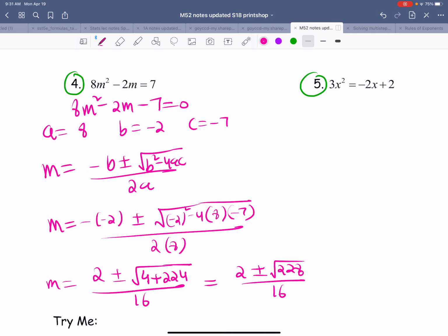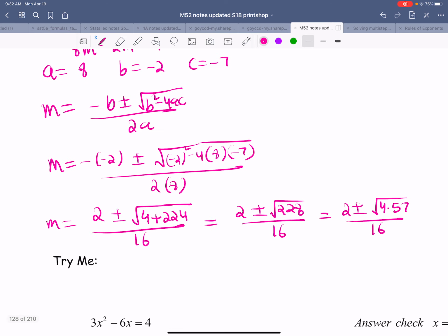And I'm going to see if I can divide 228, if I can pull anything out of this factor. So square root of 228. Looks like it's 4 times 57. So this is 2 plus minus square root of 4 times 57 divided by 16. And that would be 2 plus minus 2 root 57 divided by 16.